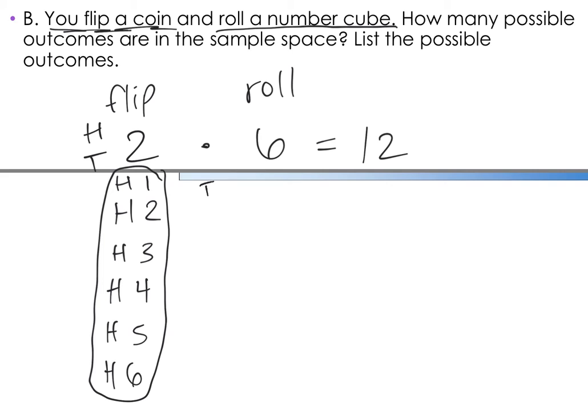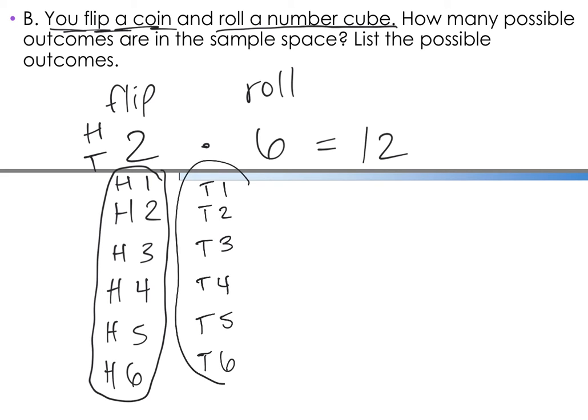What if we flip tails, though? We could roll all the same numbers. So you could flip tails, roll 1, flip tails, roll 2, flip tails, roll 3, flip tails, roll 4, flip tails, roll 5, or flip tails and roll 6. So how many total are in here right now, guys? There's 12, okay? We have 6 if we flipped heads, and we have 6 if we flipped tails.